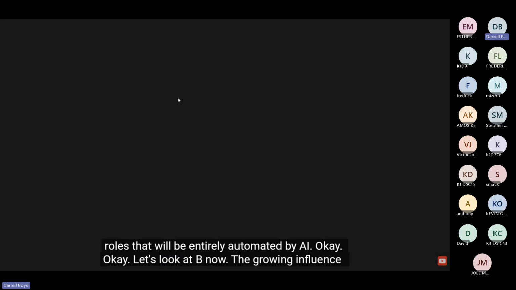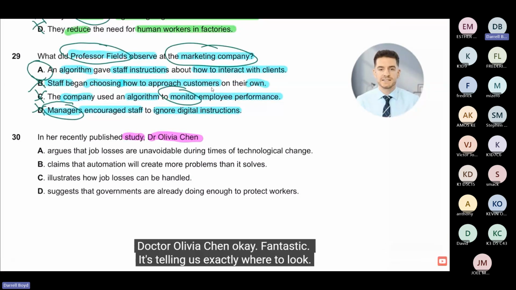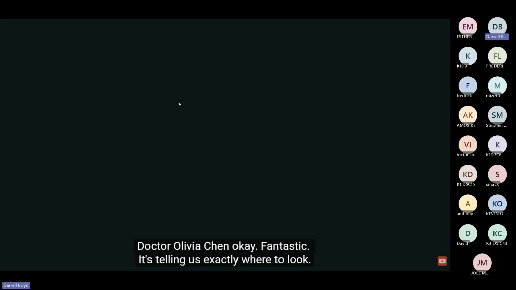In her recently published study, Dr. Olivia Chen. Okay, fantastic. It's telling us exactly where to look. We need to look for Dr. Olivia Chen, and we need to look for her study. So let's quickly look at the options. A, argues that job losses are unavoidable during times of technological change. B, claims that automation will create more problems than it solves. C, illustrates how job losses can be handled. D, suggests that governments are already doing enough to protect workers.